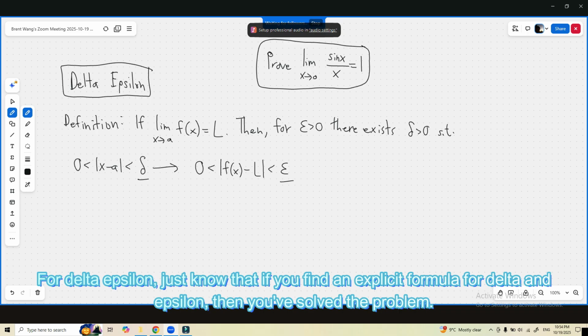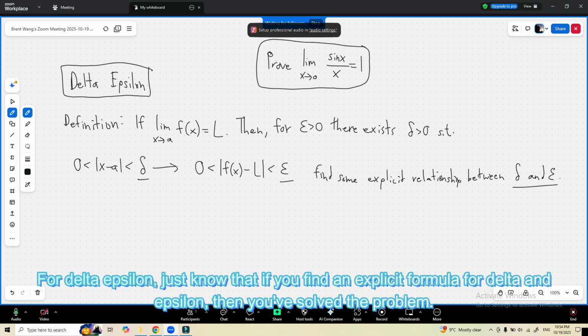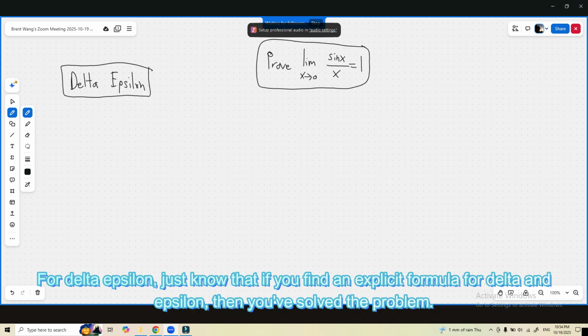So basically, we need to find some explicit relationship between delta and epsilon. Once you do that, you're done the proof. I'll go over the Delta-Epsilon method in more depth in another video, but for now, let's just use this strategy.